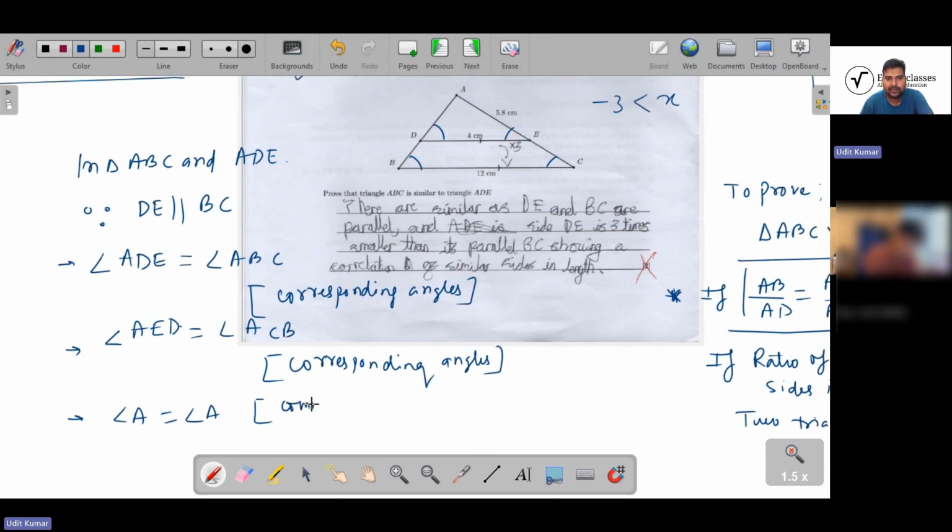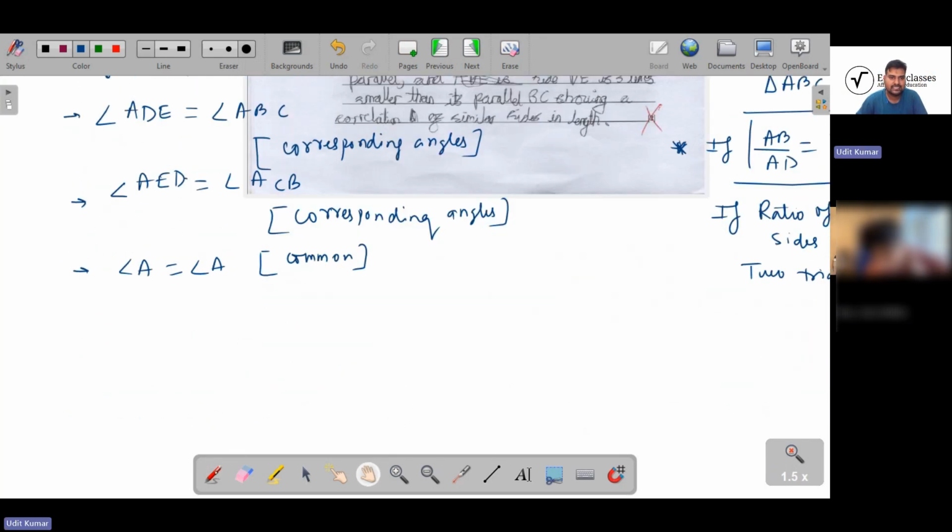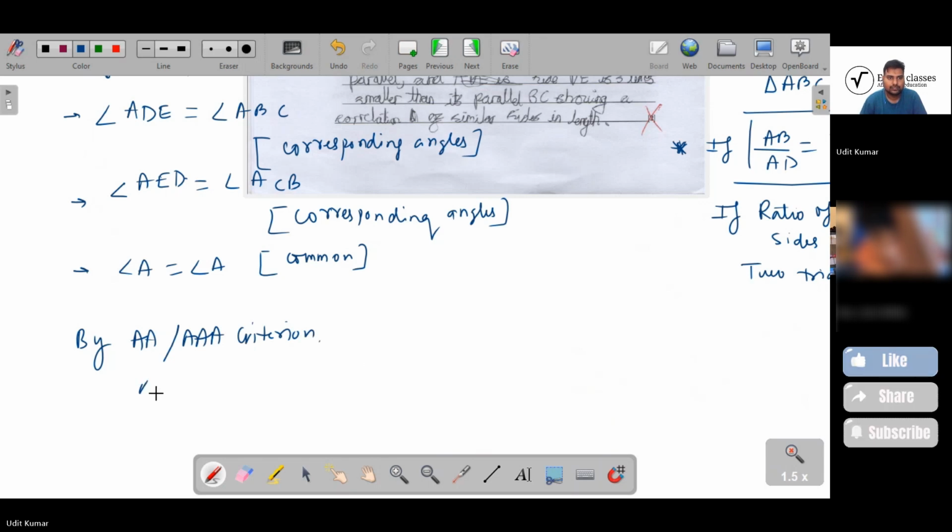Even if you don't show it, because if two angles are equal, you don't have to prove that the third one is also equal. The third one is supposed to be equal, right? Because the sum is 180 degrees, the third will already be equal. So you will say by angle-angle criterion, triangle ABC is similar to triangle ADE.